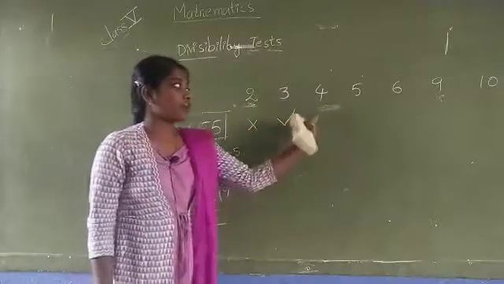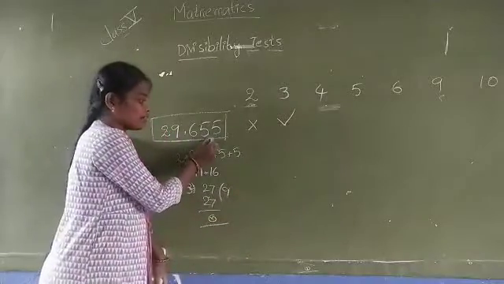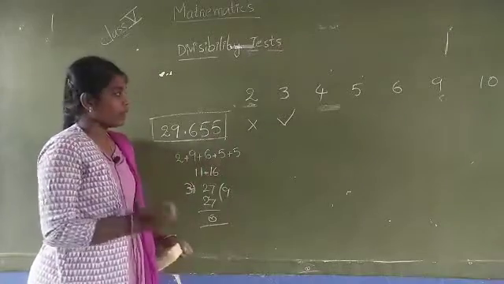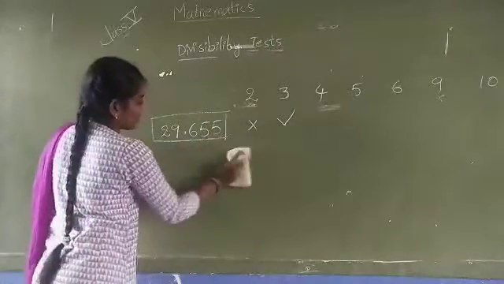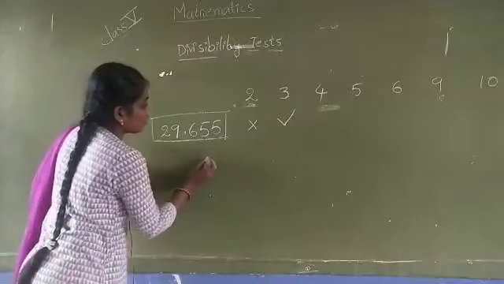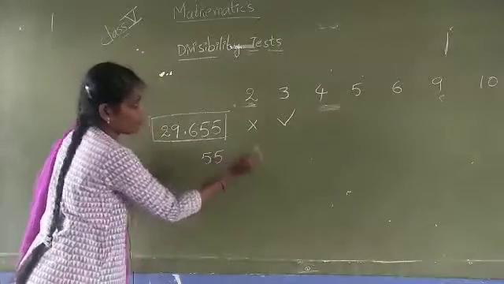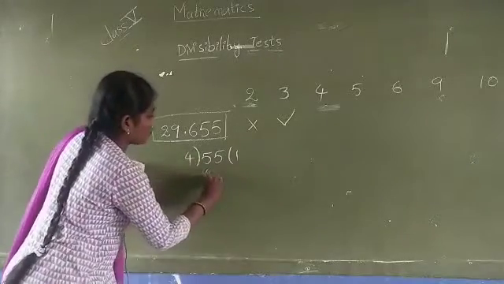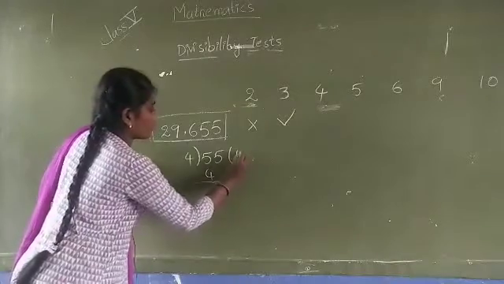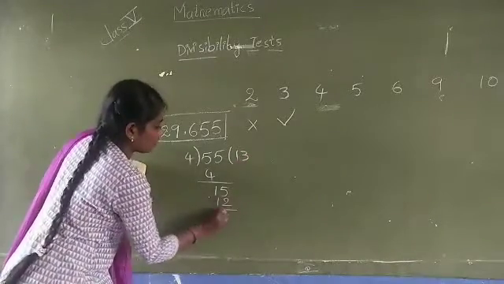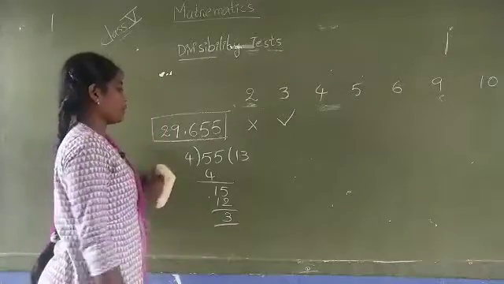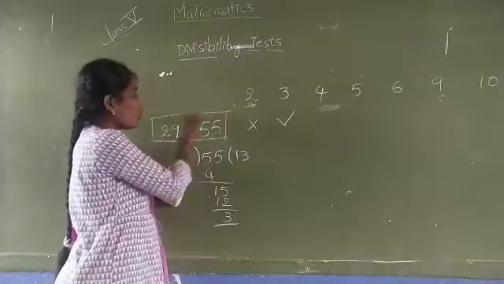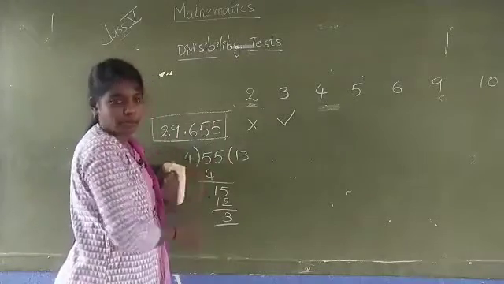Next, is this number divisible by 4 or not? What is the divisibility rule of 4? If the last two digits are zeros, or the number formed by its last two digits is divisible by 4. The number formed by its last two digits is 55. Is this 55 divisible by 4 or not? 4 1s are 4. 4 3s are 12. The remainder is 3. So, this 55 is not divisible by 4. Then this whole number is also not divisible by 4.